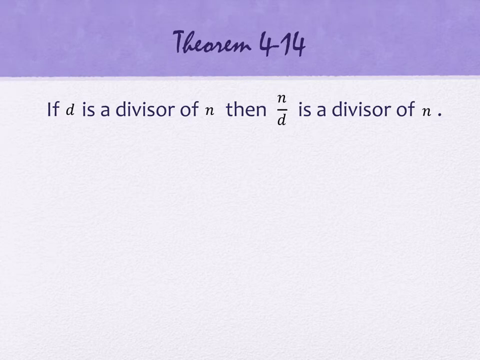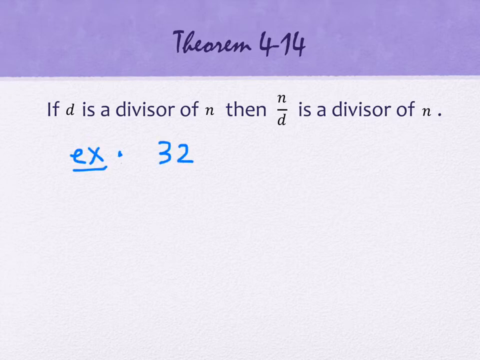It says that if D is a divisor of n, then n divided by D is a divisor of n, which sounds really weird, but it actually is something you know to be true. And let's just do an example real quick. We're going to do an example of the number 32. I want you to tell me one number that divides 32. I don't even care what it is. Any number you want. Prime, not prime, whatever. 4. Okay. So 4 divides 32.